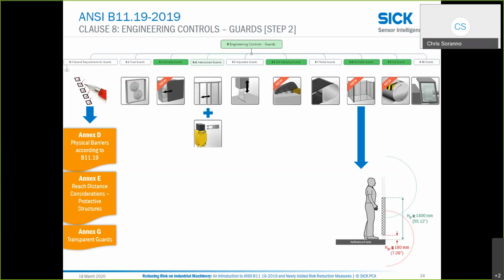We then have a new clause on nip guards, common in printing and web-based material processing applications, but much broader than that. There's many types of machines that have in-running nip hazards, and so providing general guidance on how to guard those hazards is important. And then the 2 clauses, the partial guards and the nip guards, have an annex that also supports them as well, which we'll look at later.